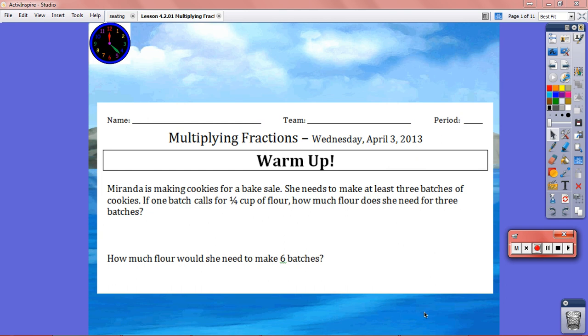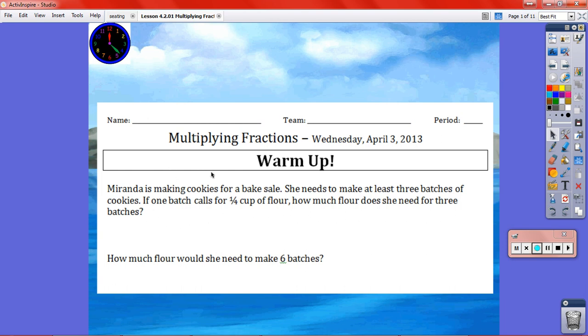Alright, so this is the last lesson that we're going to do for Unit 2. This is just because we missed multiplying fractions last quarter, so before we move on to Unit 3, we're going to hit multiplying fractions. Unit 3 will be geometry, so that's what's starting next class. Anyway, for multiplying fractions, we have a warm-up here.